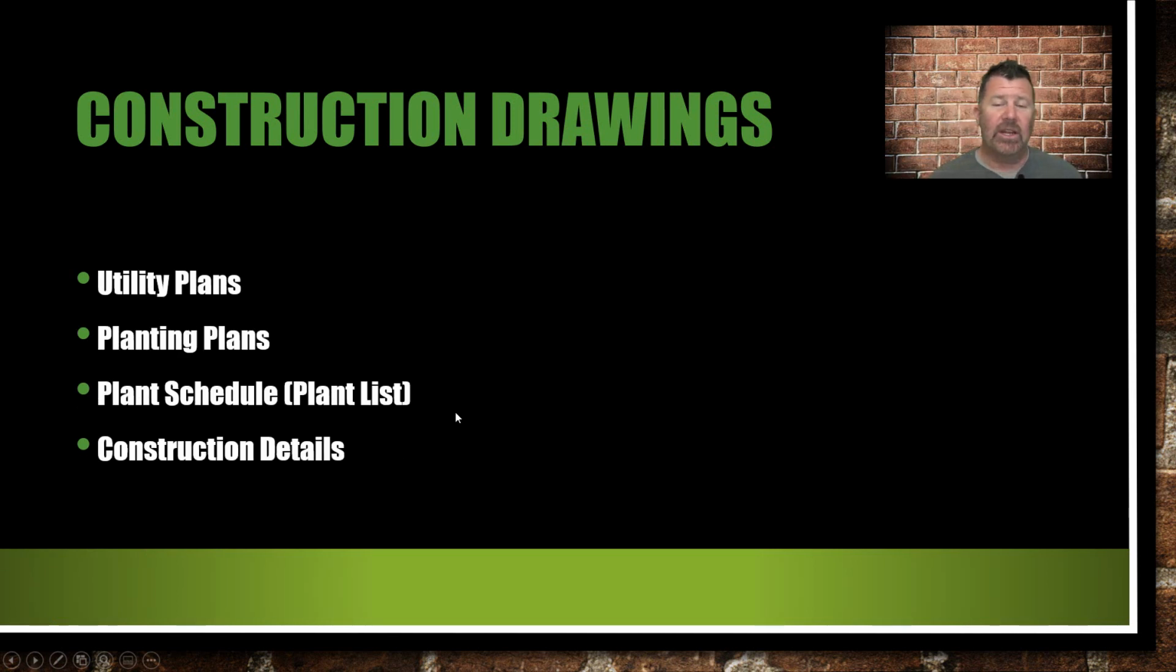There's utility plans. Where are the utilities? Where are they located? How are they coming into the house or the building? More or less probably the building. And then the planting plans, what we're really concerned with. And then there's the plant schedule or plant list.